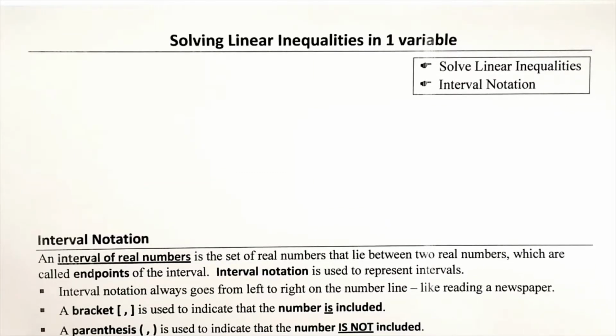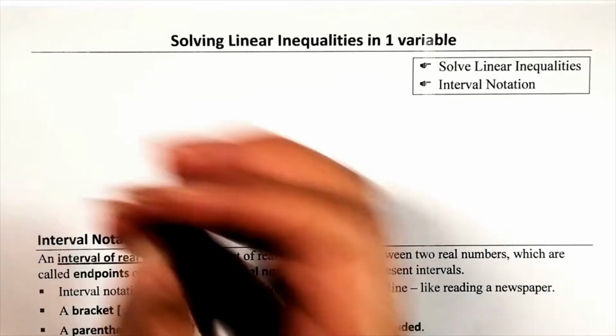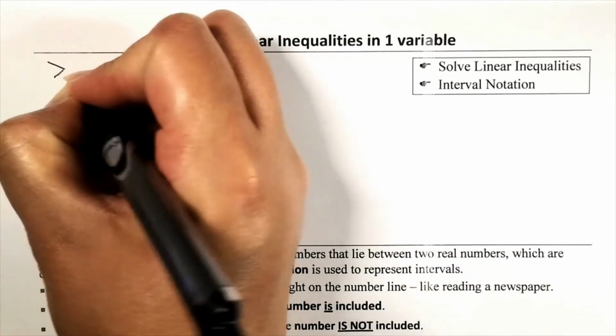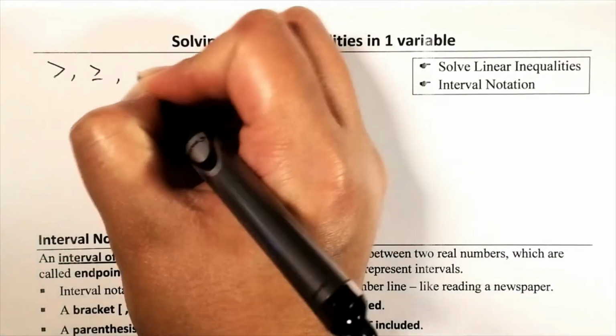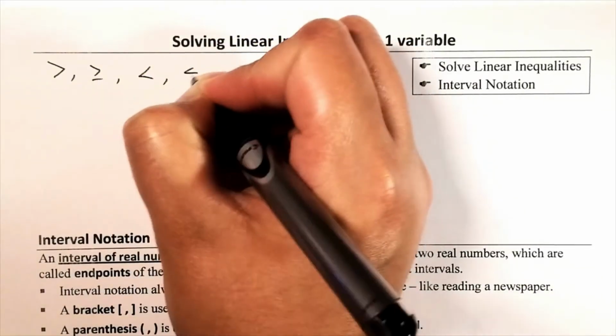Hi guys, today we're going to be solving linear inequalities in a single variable. So what is a linear inequality? A linear inequality is a statement that has any of the four following symbols: is greater than, is greater than or equal to, is less than, or is less than or equal to.